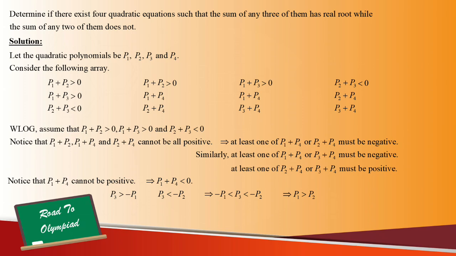And from the fact that P1 plus P4 is less than 0, we know that P2 plus P4 must be less than 0 as well, because P2 is less than P1. By using a similar argument, we can come out with the result that P3 plus P4 must be negative as well. However, this is a contradiction because it will make the sum of the 4th column to be negative. Therefore, there does not exist 4 quadratic equations such that the sum of any 3 of them has real root, but the sum of any 2 of them does not. And this marks the end of our solution.